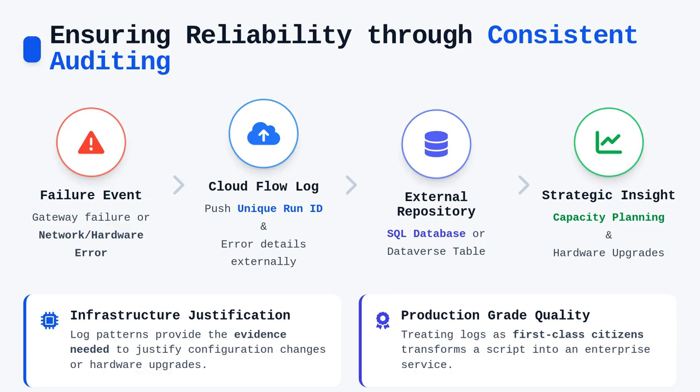Treating logs as first-class citizens in your automation design makes the difference between an ephemeral script and a production-grade enterprise service. By following this disciplined approach, you ensure that your automation processes remain resilient even when the underlying infrastructure fails.